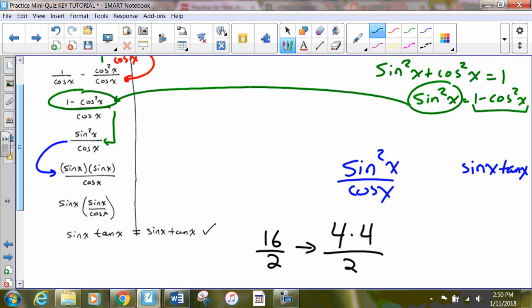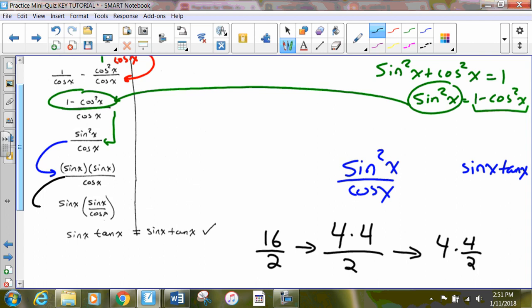It's the same thing, because 16 over 2 is 8, and 4 times 4 over 2 is also 8. I could rewrite it as 4 times 4 over 2. Do you guys agree with that? So that's still going to give me 4 times 2, which is 8. So that's what I'm going to do with this next step.